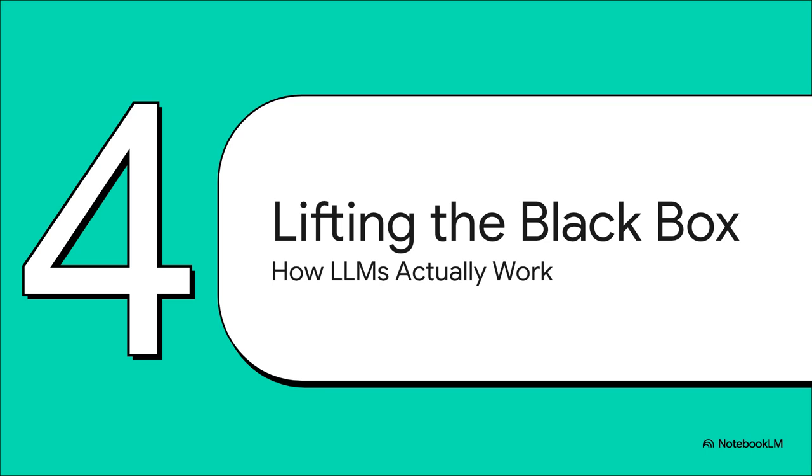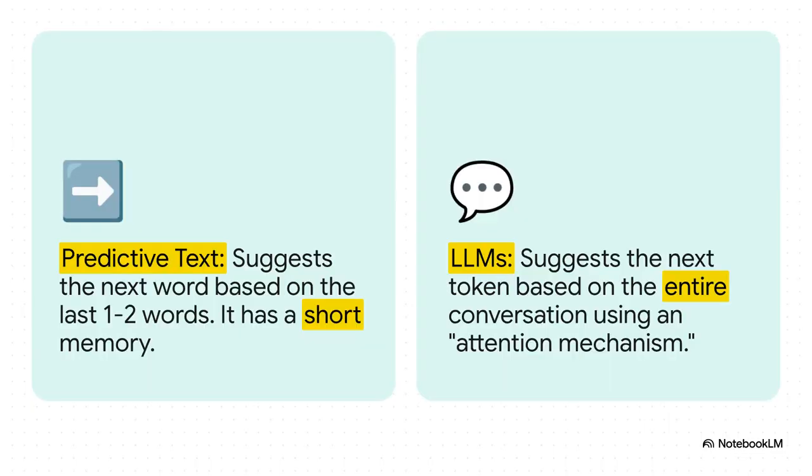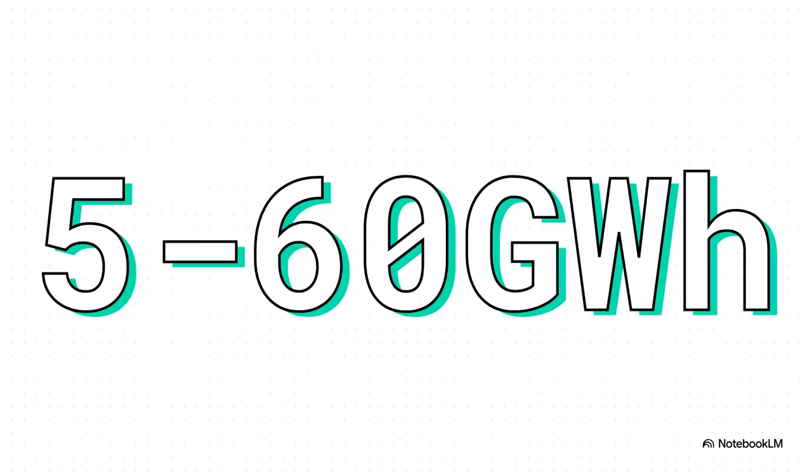So, to really master these tools, it helps to peek under the hood a little bit. These things aren't magic. They're incredibly complex systems, and they have some pretty specific strengths and weaknesses. At its core, an LLM is basically just a super fancy next word predictor. But it's a huge leap from the predictive text on your phone. See, your phone is only looking at the last couple of words. An LLM uses something called an attention mechanism to look at the entire conversation, which lets it create stuff that actually makes sense. And getting that attention mechanism to work, it takes a staggering amount of power.